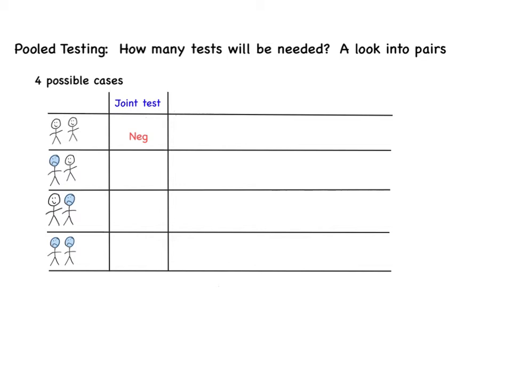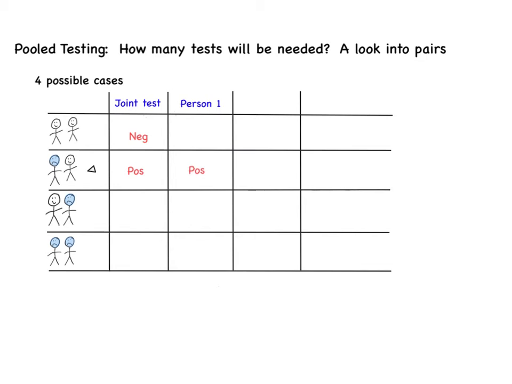Now let's consider the case where the first person has the virus and the second person does not. The first joint test will come out positive. It will have evidence of the virus. But as testers, we wouldn't know whether it was the first person or the second person. So we're going to have to run another test. We'll run that test on person 1. And what happens? Well, the first person was the person with the virus. So that test is going to come out positive, showing the virus.